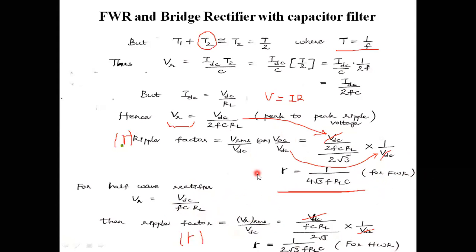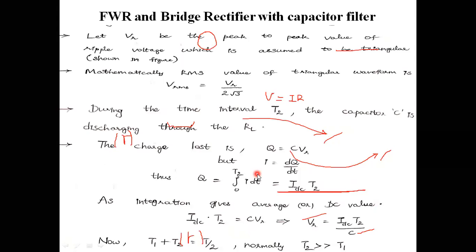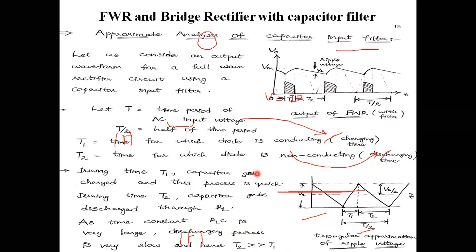After deriving these two terms, only then you are supposed to explain the operation of half wave rectifier as well as full wave rectifier and bridge rectifier.